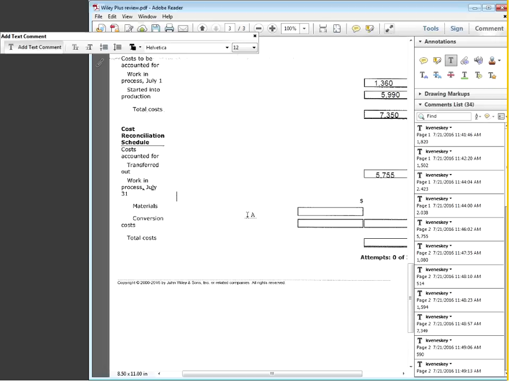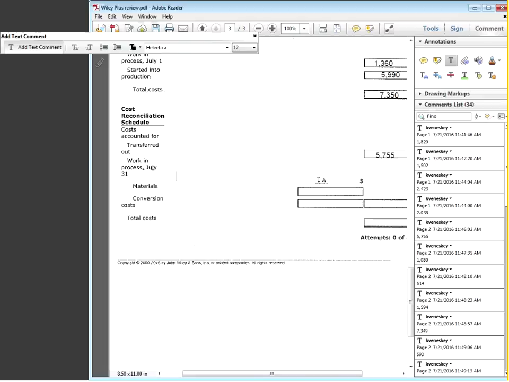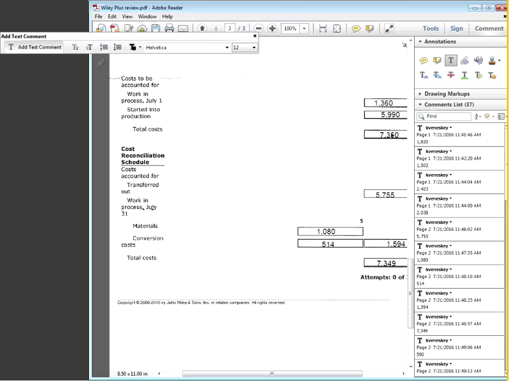Work in process for July 31 for materials. Again, I've already done it. It's just having me do basically everything twice. I got 1,080 in materials. 514 for conversion costs. Add those up, it was 1594. And then if you add these two together, you get 7349, which is within $1 of doing it the other way, just simply due to rounding.